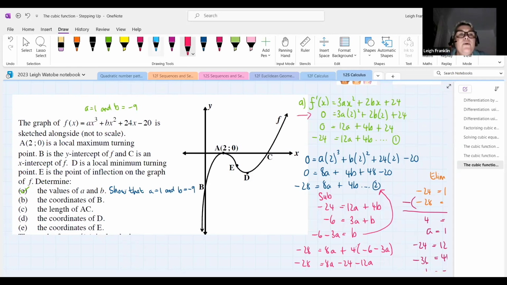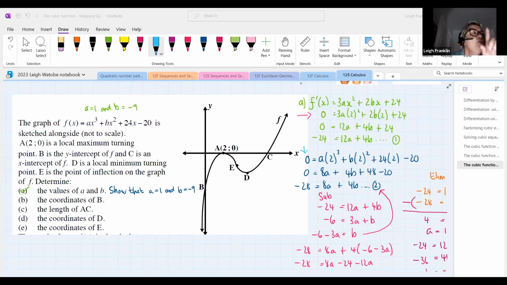The one in blue is where you are subbing the point that they've given you into the original equation, into f of x. And that gives you a different equation also in terms of a and b. And then those are the two that you solve simultaneously. Does that make more sense? Oh, yes, ma'am. I was really lost because I thought that, like, the turning point, you use the second derivative. So now it makes sense, ma'am.